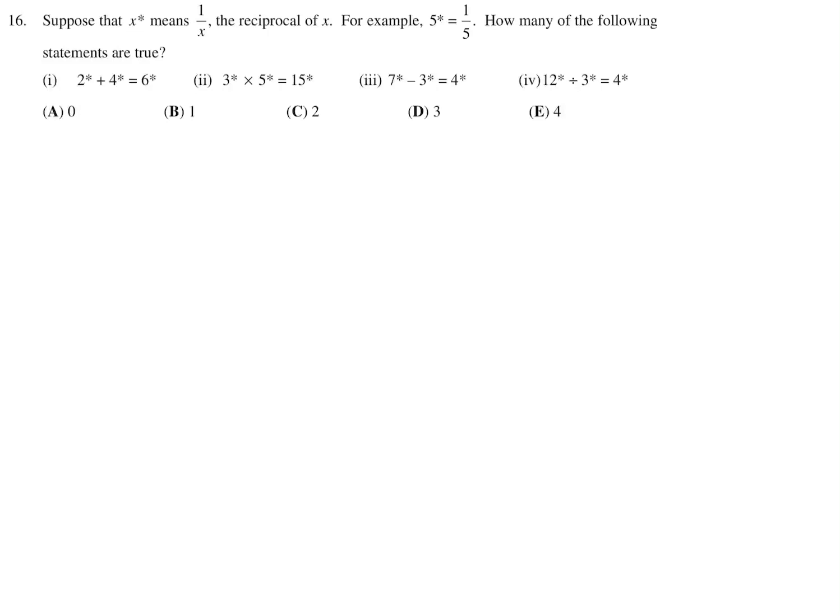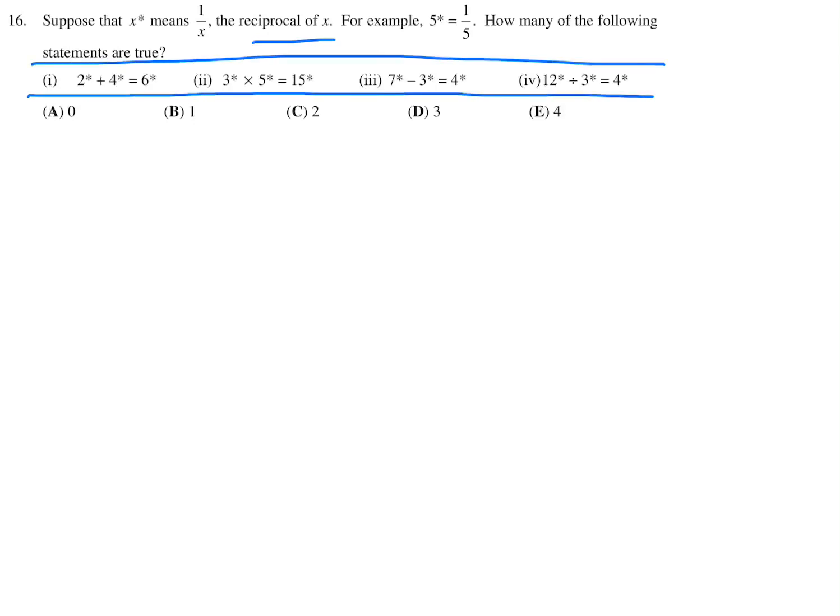Suppose that x star means 1 over x, the reciprocal of x. For example, 5 star is 1 over 5. How many of the following statements are true? All right, so we've got to go through these statements. All right, let's go through them.